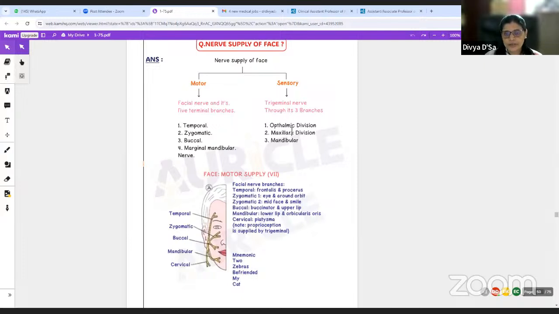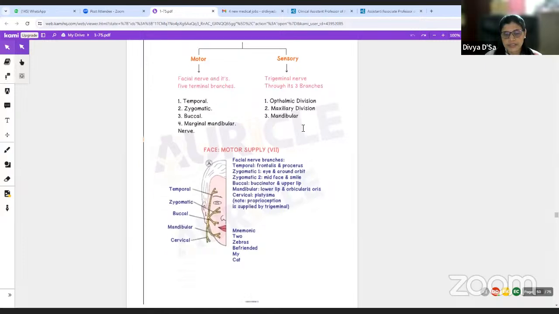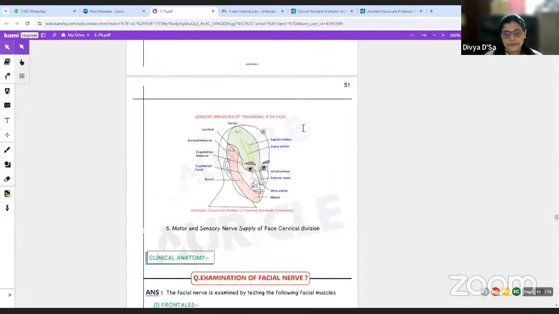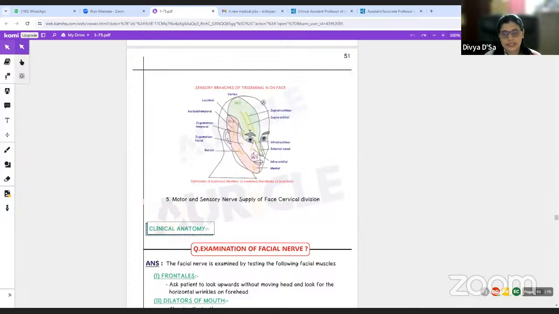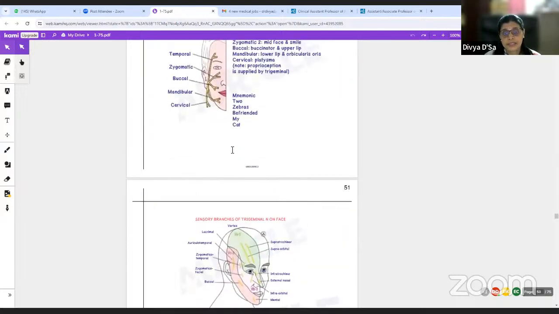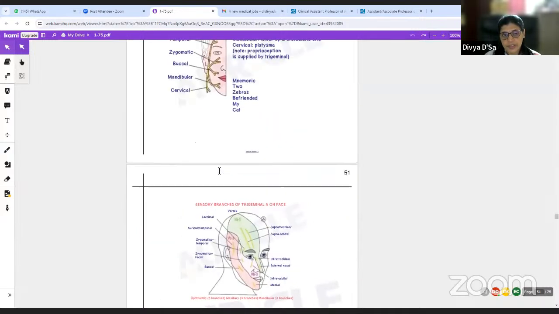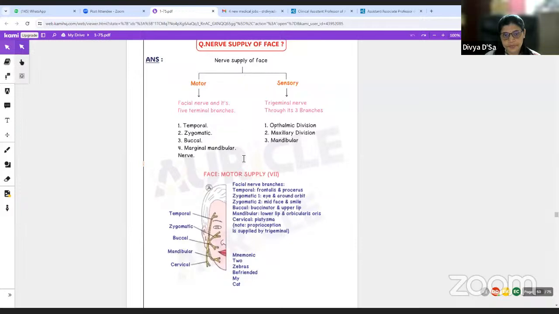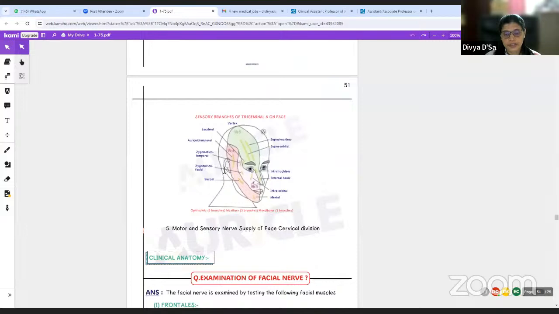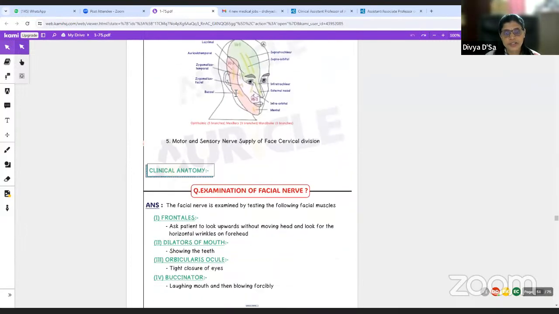Sensory is trigeminal nerve. Through its 3 branches, it will supply. Okay, so you can see these are the branches of the sensory, that is trigeminal, and these are the branches from the facial. Only one thing you have to remember is in the head and neck region, the skin over the angle of the face is supplied by the great auricular nerve. So great auricular nerve will supply near the angle of the mandible.